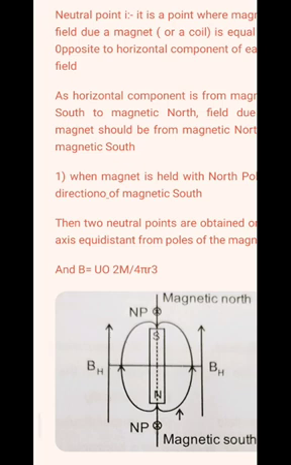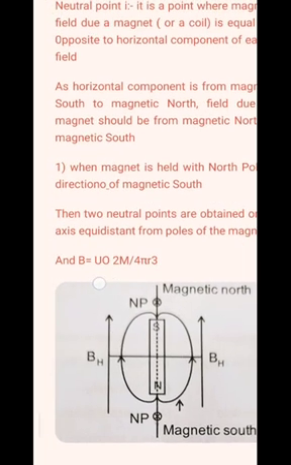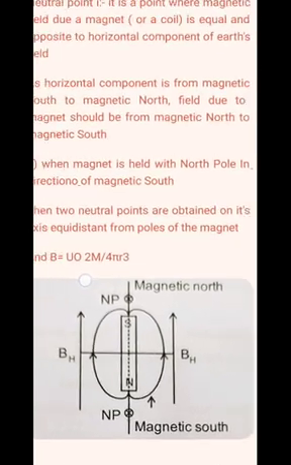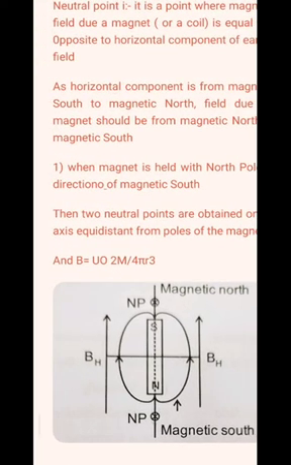Now when the magnet is held with the north pole in the direction of the magnetic south, then the neutral points lie equidistant from the poles on the axial line, and the magnetic field is mu naught by 4 pi, 2m by r cube.